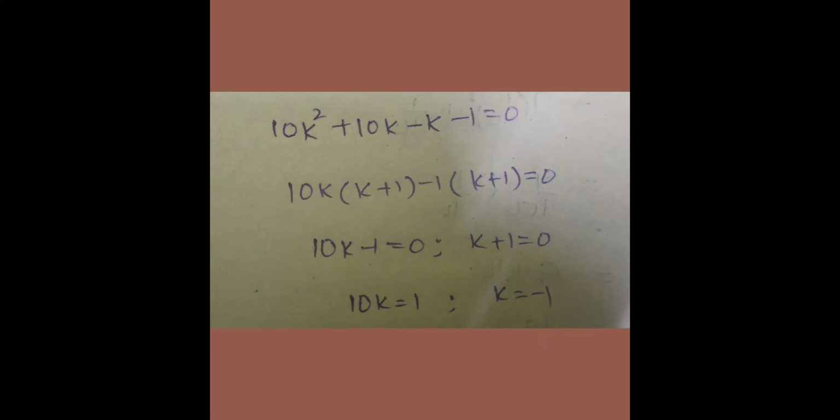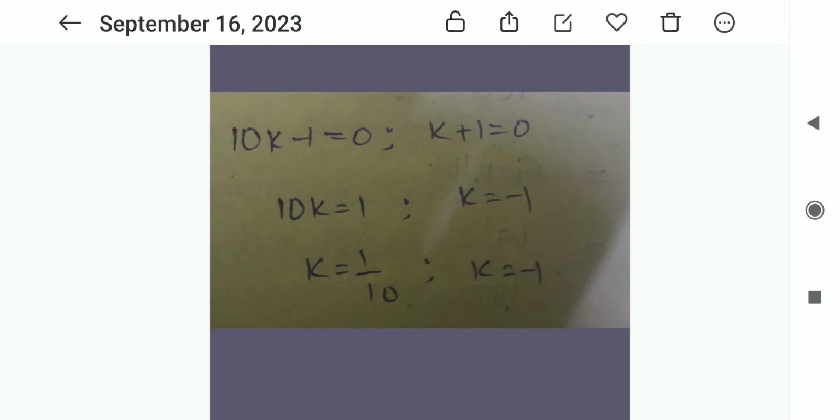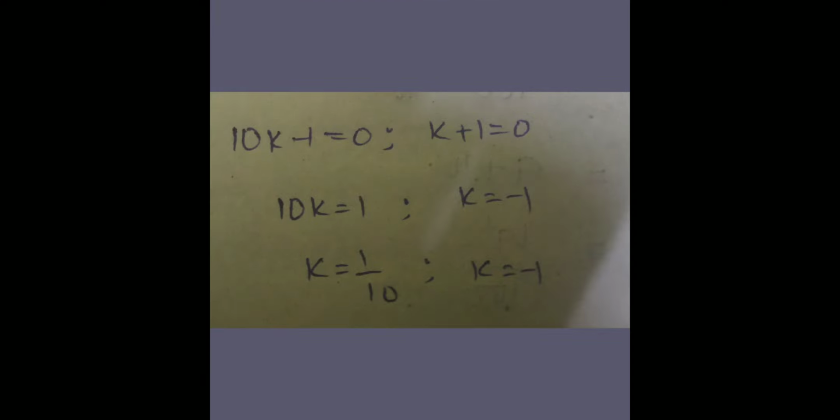Here we have to take common 10k, we get k plus 1. And take common minus 1 for the next terms, we get the value k plus 1. So here k plus 1 is a common factor. K plus 1 equals 0, and another factor 10k minus 1 equals 0. So we simplify the terms and we get k equals 1 by 10 and k equals minus 1.